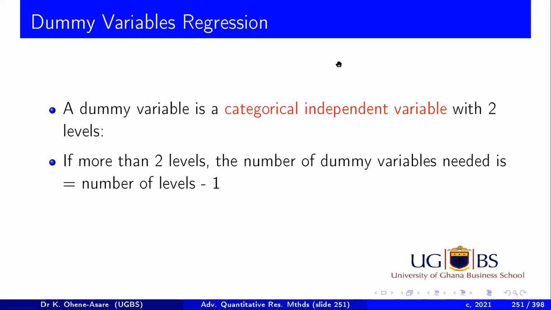They are the independent variables in a multiple regression. So the multiple regression now becomes a dummy variable regression. If there are more than two levels, then the number of dummy variables needed is equal to the number of levels minus 1. I'll give you an example so you come to appreciate it. Let me just write it here.